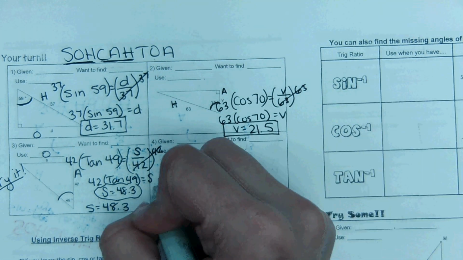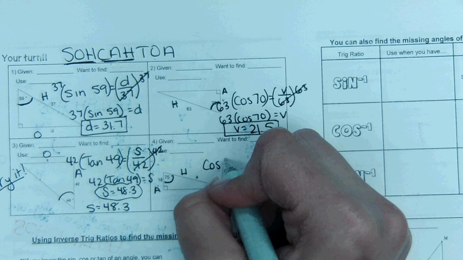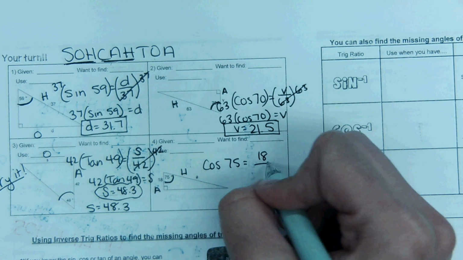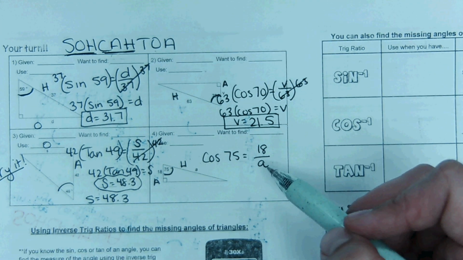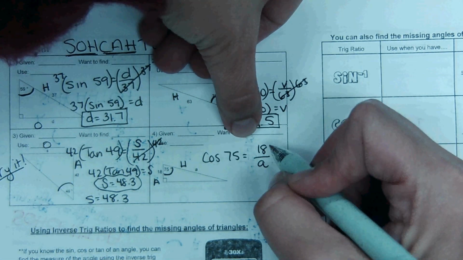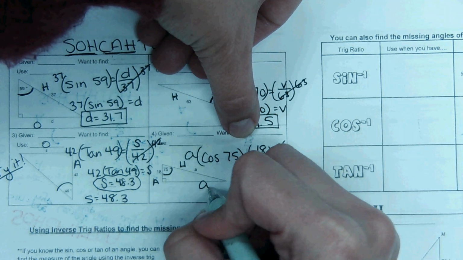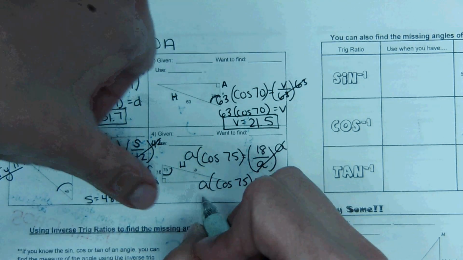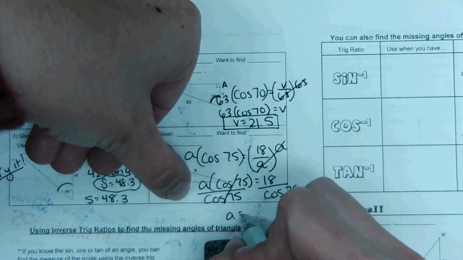Okay, the next one, same process. We have a designated angle and then adjacent and hypotenuse, so we want to use cosine. Cosine of 75 equals adjacent over hypotenuse. This one is a little bit different because the variable is in the denominator. It just takes one more step to set it up. To start getting a by itself, we multiply both sides by a. Cosine 75 times a equals 18.